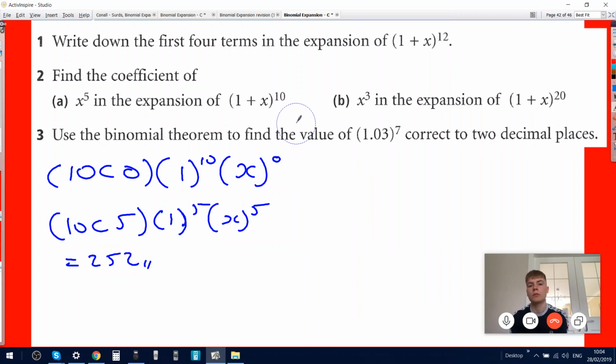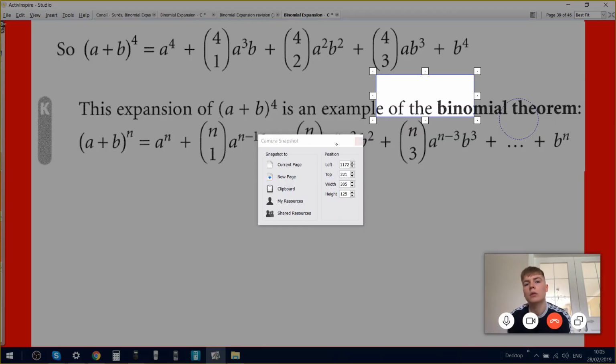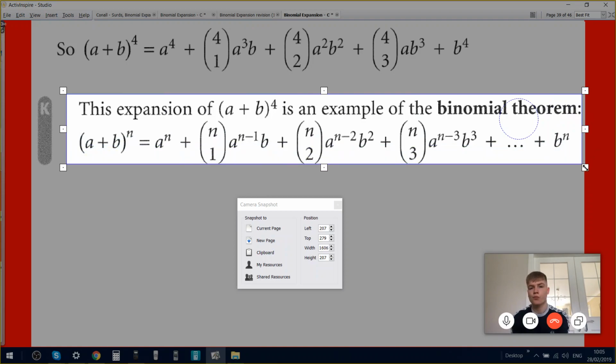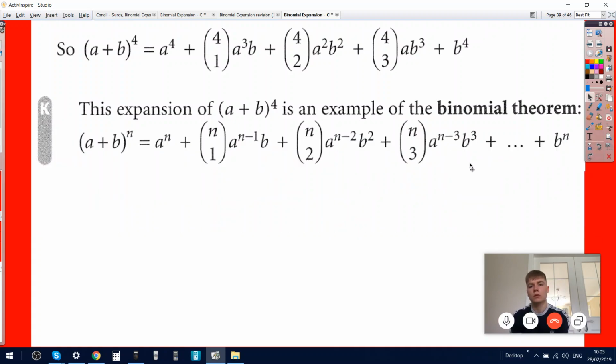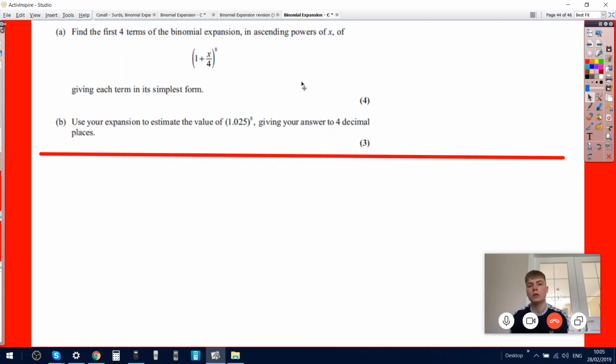Use the binomial theorem to find the value of 1.03 to the power of 7, correct to 2 decimal places. Let me just go back a second. This is the binomial theorem. So let's try using this. Is that not what we've been using though? Yeah, that's what we've been using. It's just a different way. Okay. Right. So that's all right then. I'm happy there.